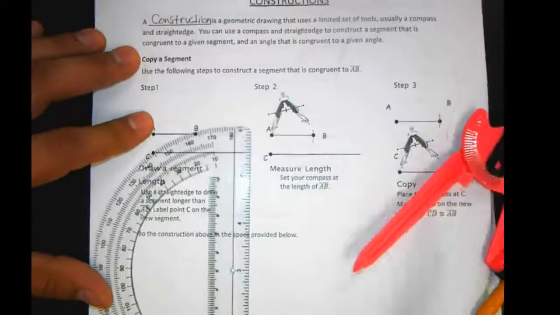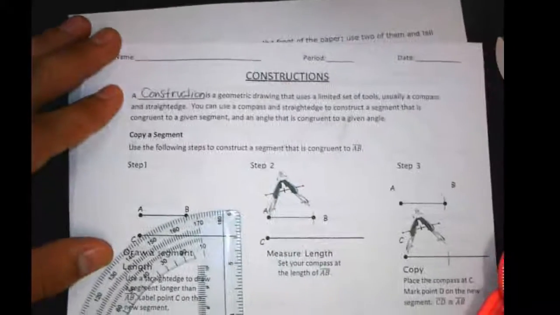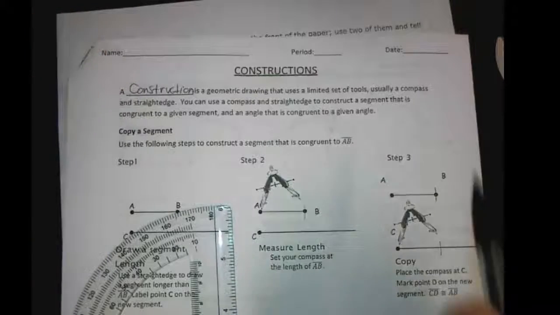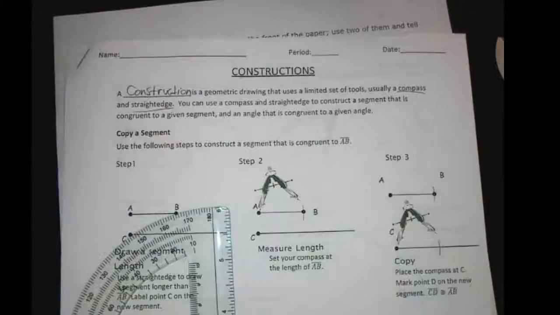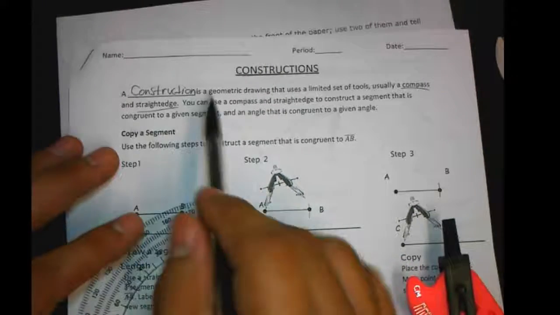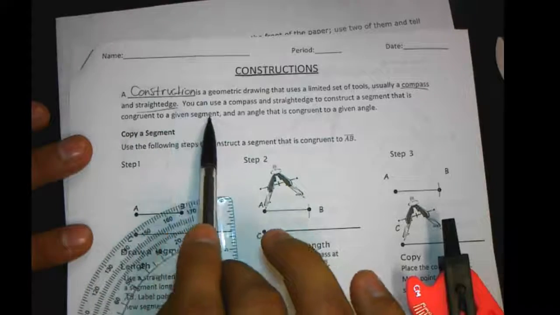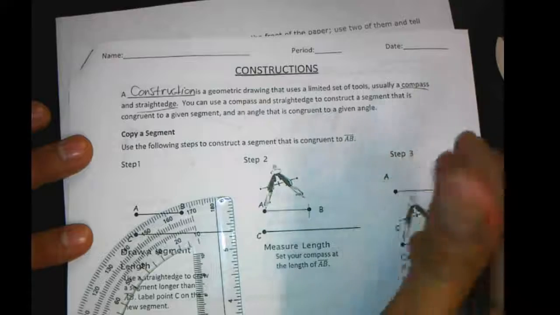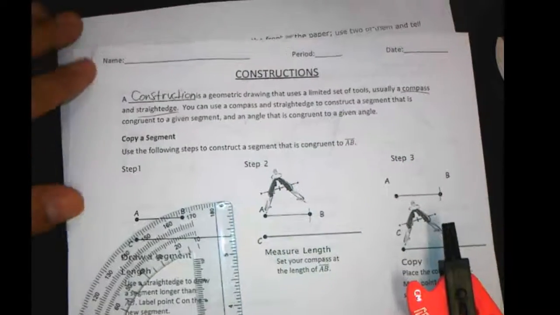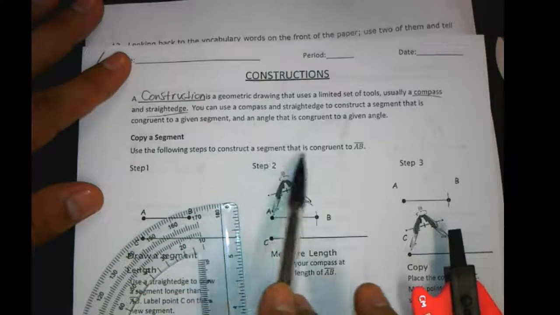A construction is a geometric drawing that uses a limited set of tools, usually a compass and a straight edge, right? So that's what we got today. You can use a compass and a straight edge to construct a segment that is congruent to a given segment. That's what we're going to do today. And an angle is congruent to a given angle, okay? So let's look at our instructions here. So to copy a segment, we're going to use the following steps to construct it.